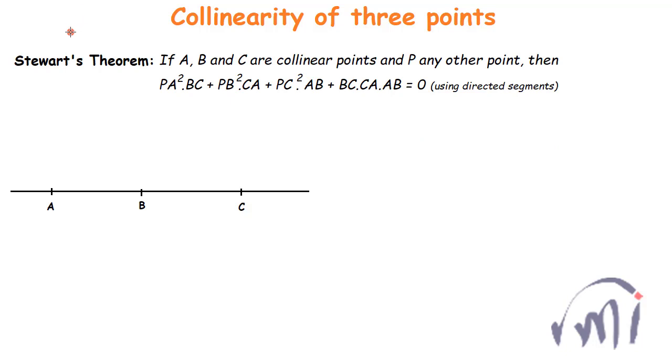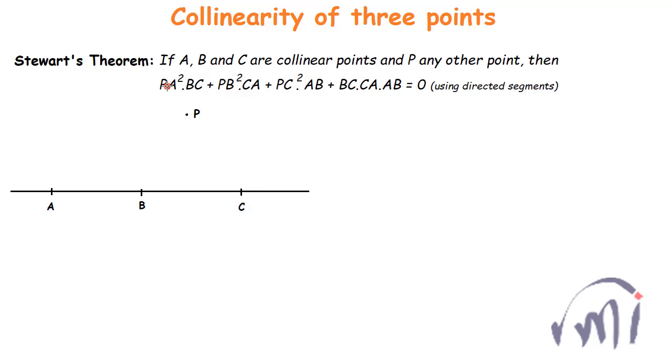And now let us talk about Stewart's theorem. So as per Stewart's theorem, if A, B and C are collinear points and P is any other point, so suppose P is a point over here, then PA square dot BC plus PB square dot CA plus PC square dot AB plus BC dot CA dot AB is equal to 0. And all these are directed segments.